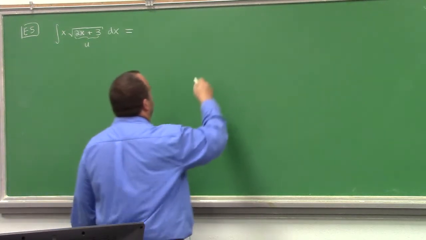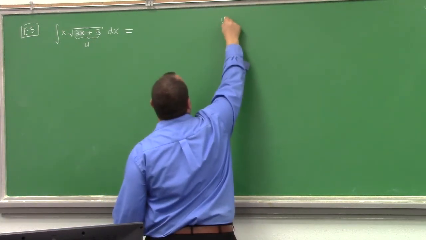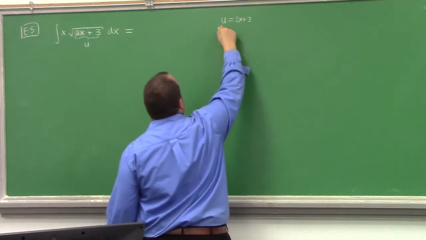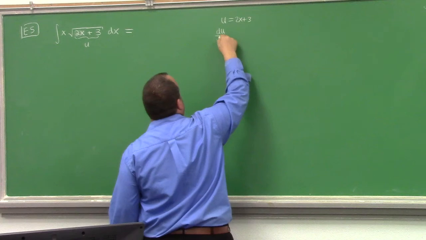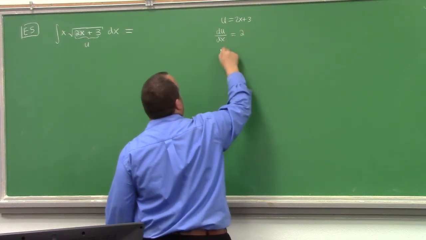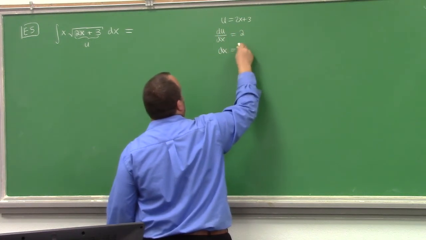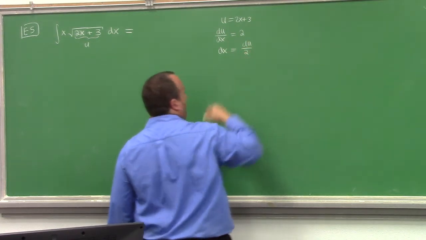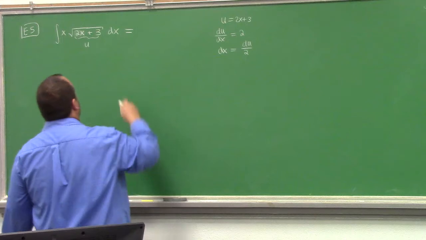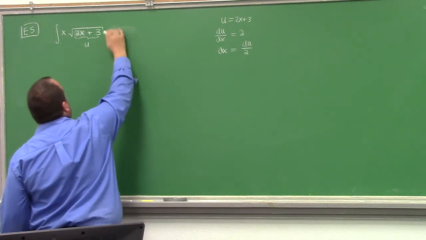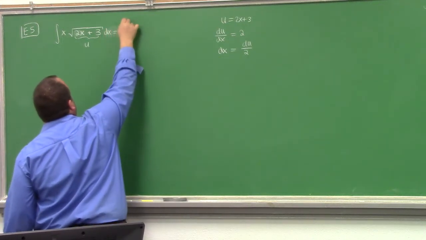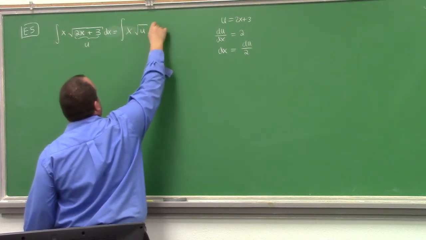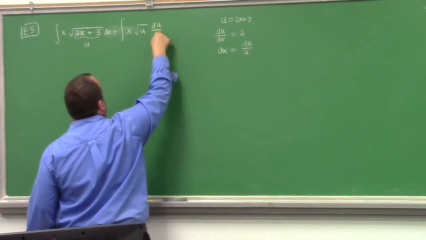Now, if u is equal to 2x plus 3, then du dx is equal to 2, right? So dx is equal to du over 2, right? So with that substitution, we've got the integral of x square root of u du over 2.